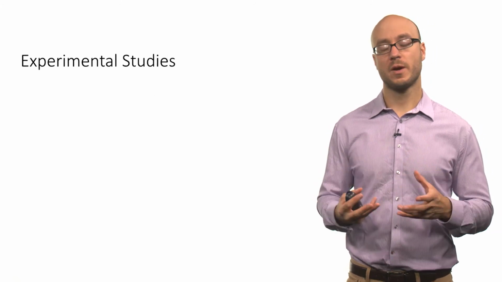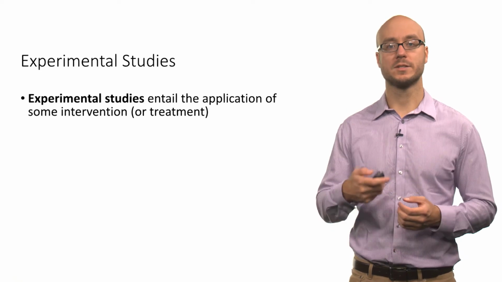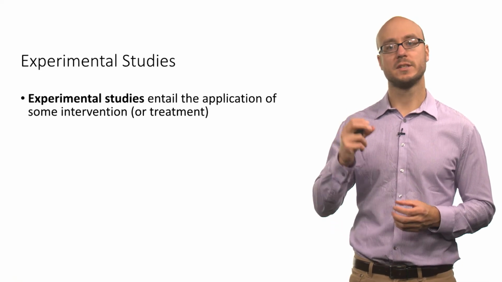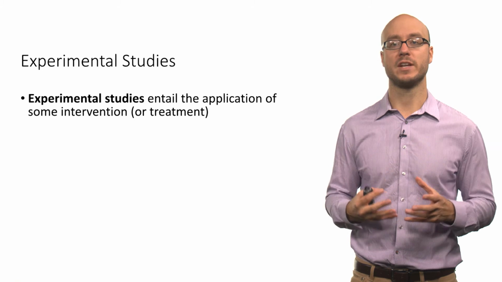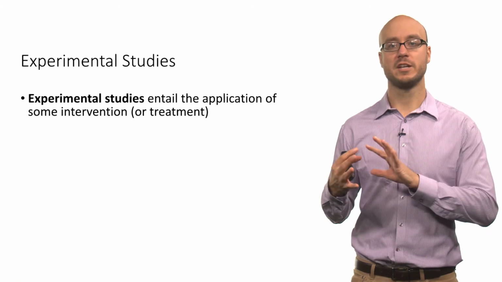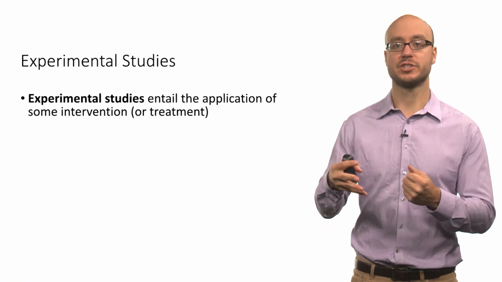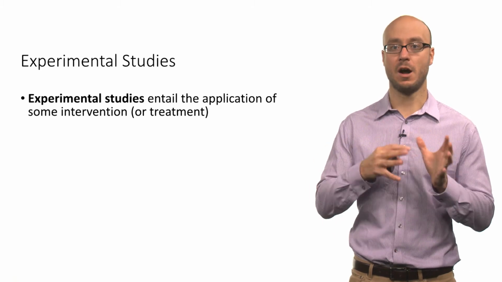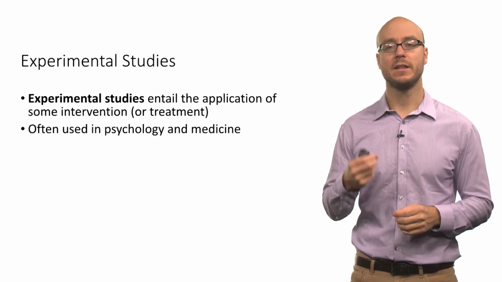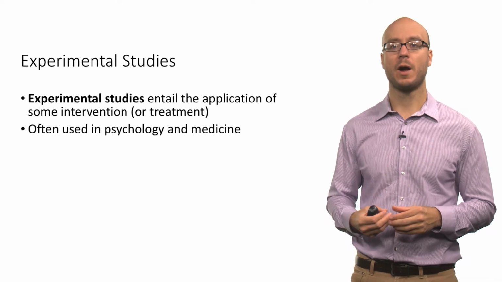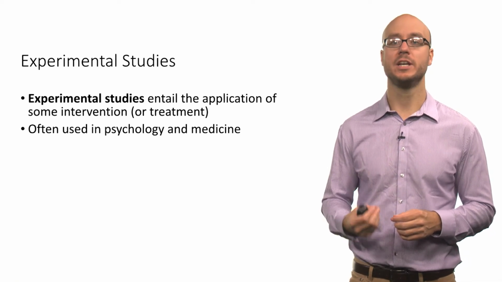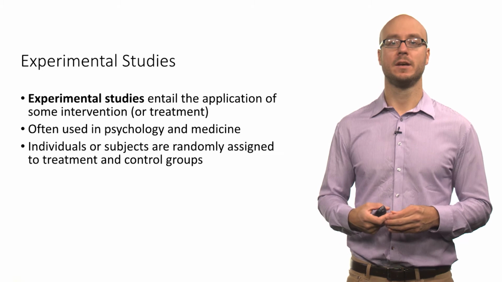That's why we like to use experimental studies to say something about cause and effect. Experimental studies entail the application of some intervention or treatment. You're trying to change something about the world around you so that you can say something about that intervention having an effect, a cause and effect. Experimental studies are very widely used in psychology and medicine.